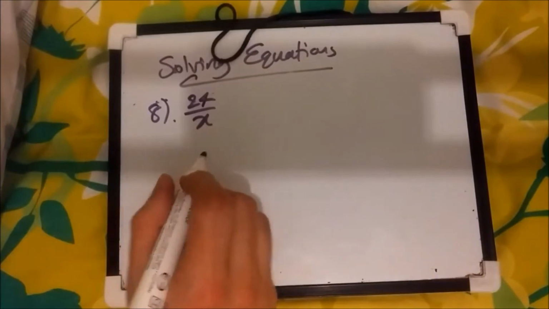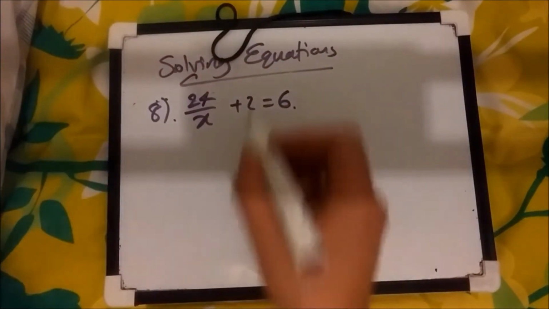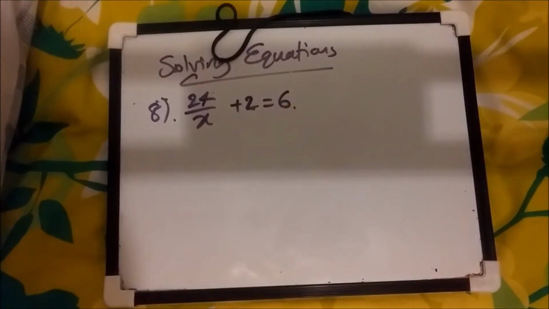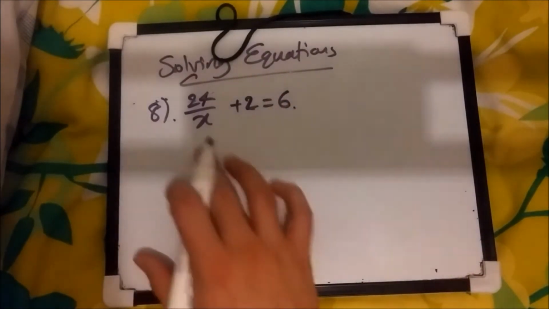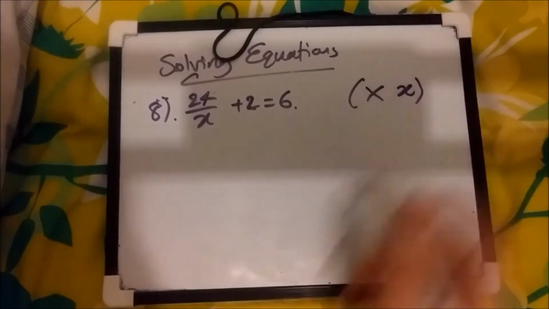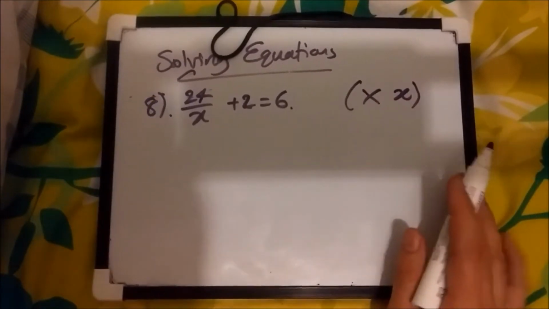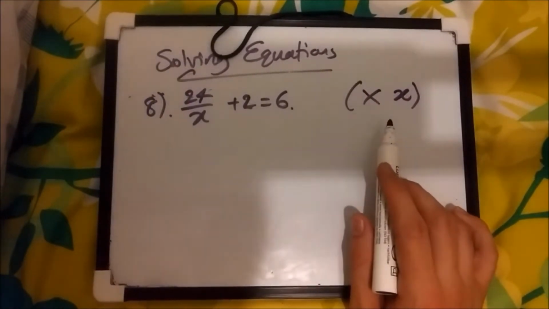24 over x plus 2 equals 6. Again, this is a bit different now, isn't it? Well, I guess the idea here is, instead of multiplying numbers, we're going to multiply everything by x. So timesing everything by an x. Try not to get confused with this cross and an x. And guys, if you write an x, try and make your x look a bit nice and curly.